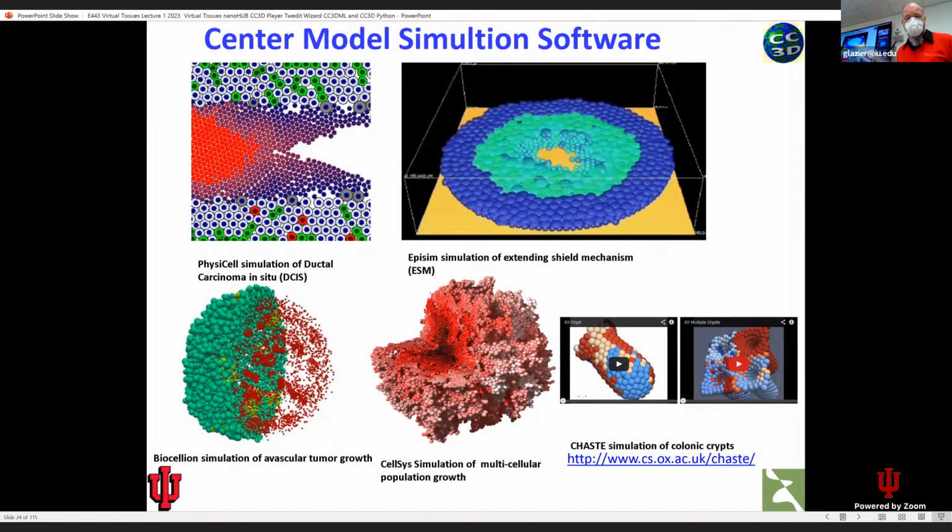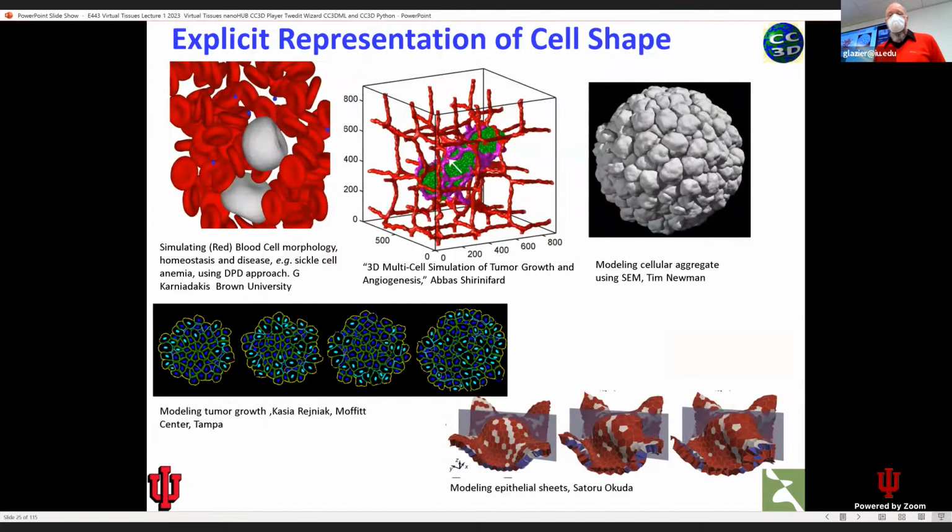These are very fast models. You can do lots of cells at a time. And there are lots of different packages, PhysiCell, Chaste from Oxford, BioCellion from Pacific Northwest Labs, all use this kind of center model approach. And you can do an awful lot of neat things with that.